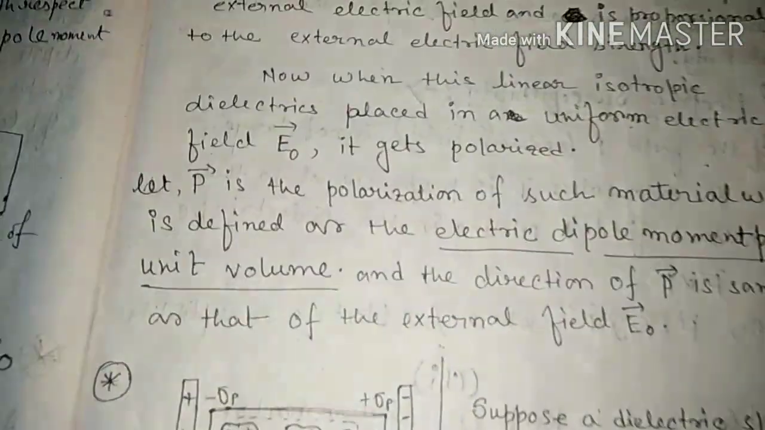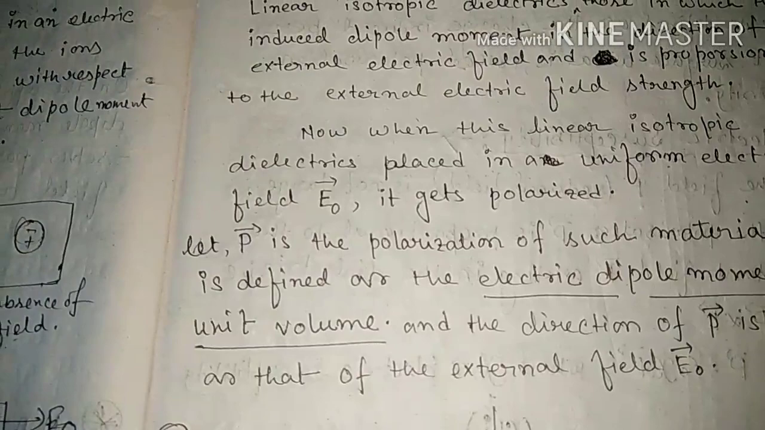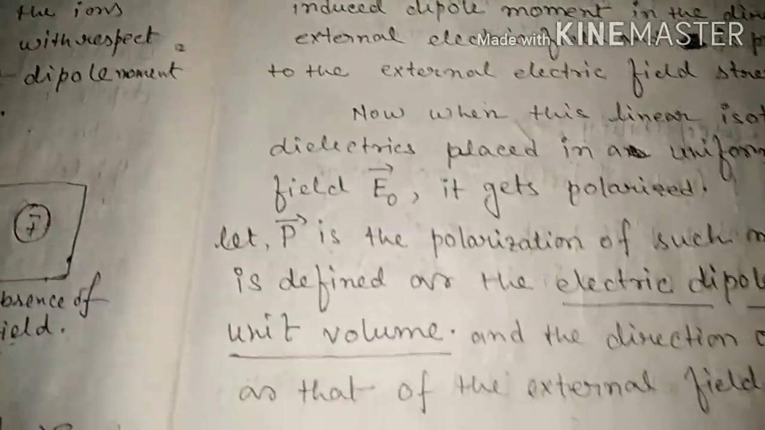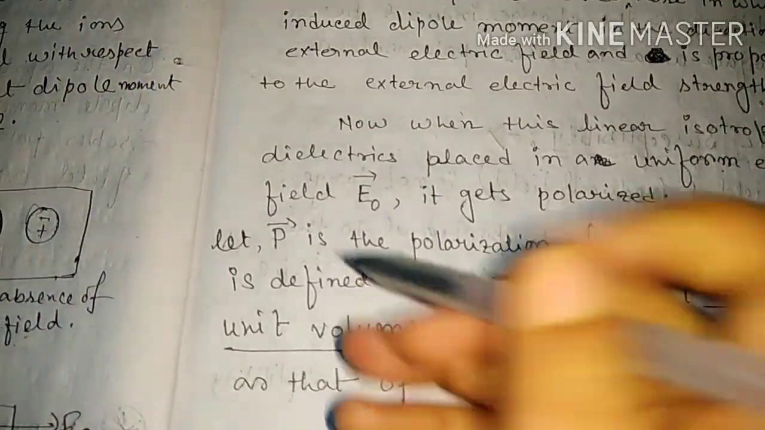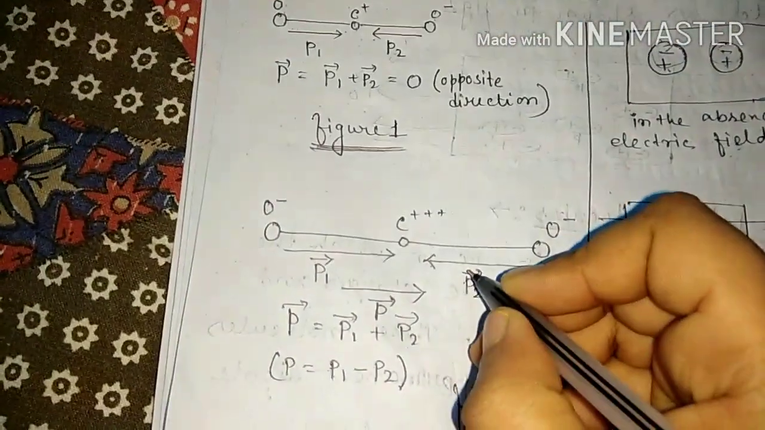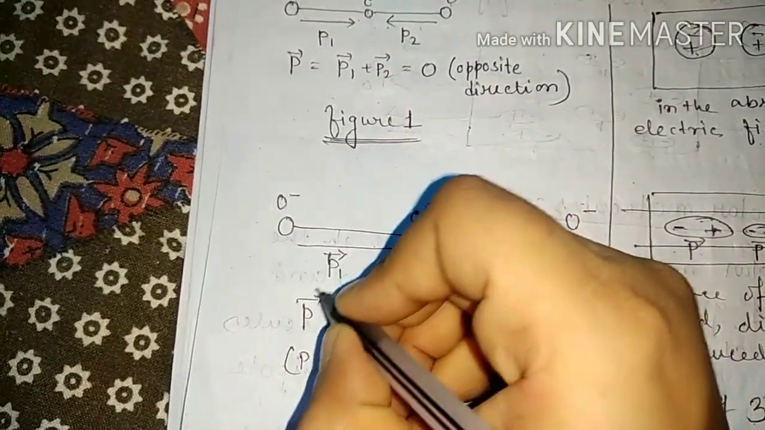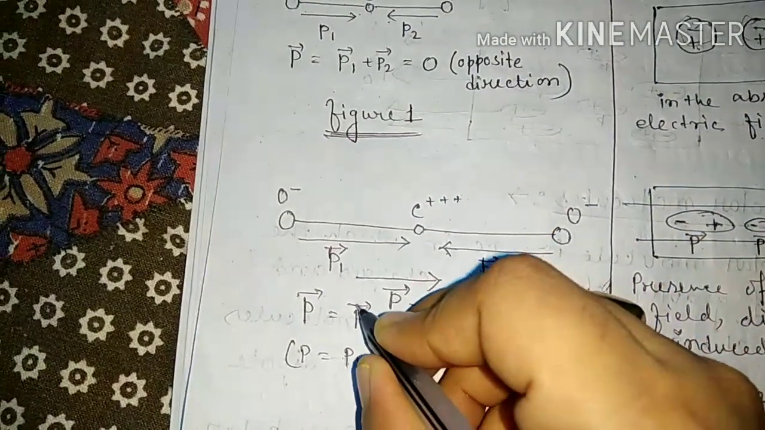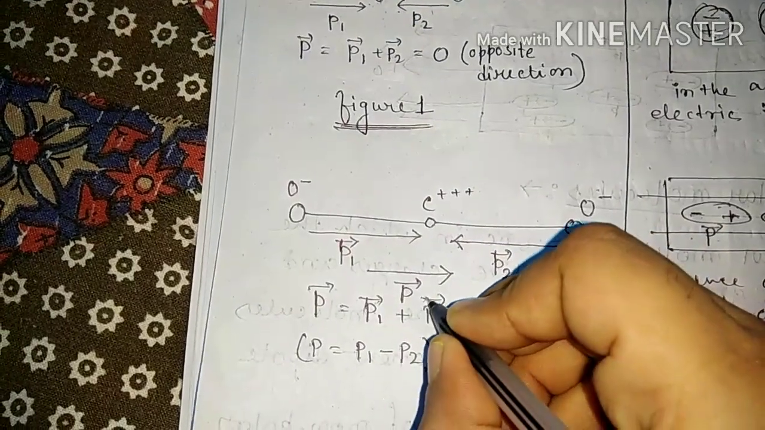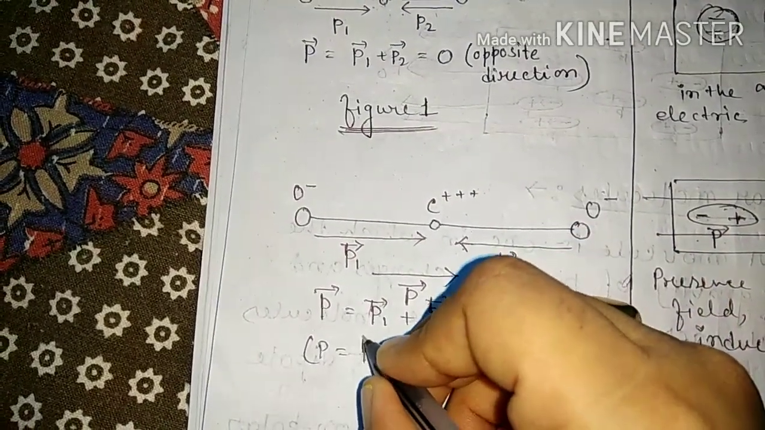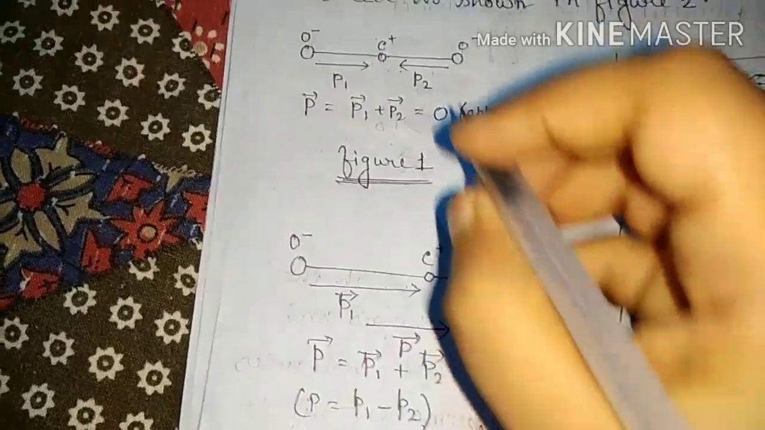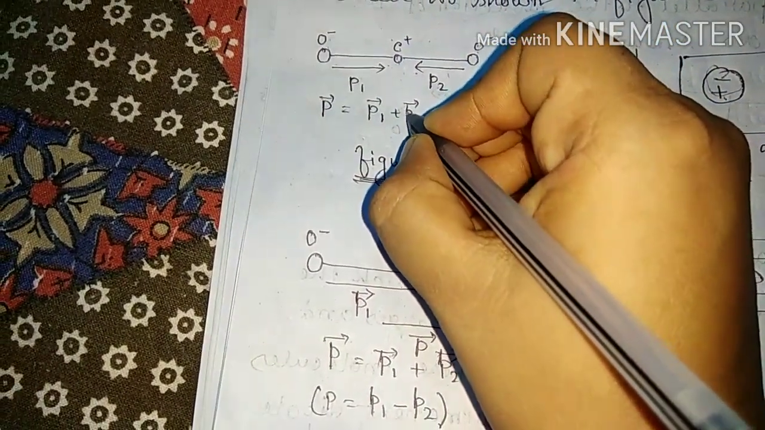Now keep this in your mind: the polarization vector is denoted by capital P, but the electric dipole moment is small p. Dipole moment is small p, all are small p, not the capital P. Please keep it in your mind.